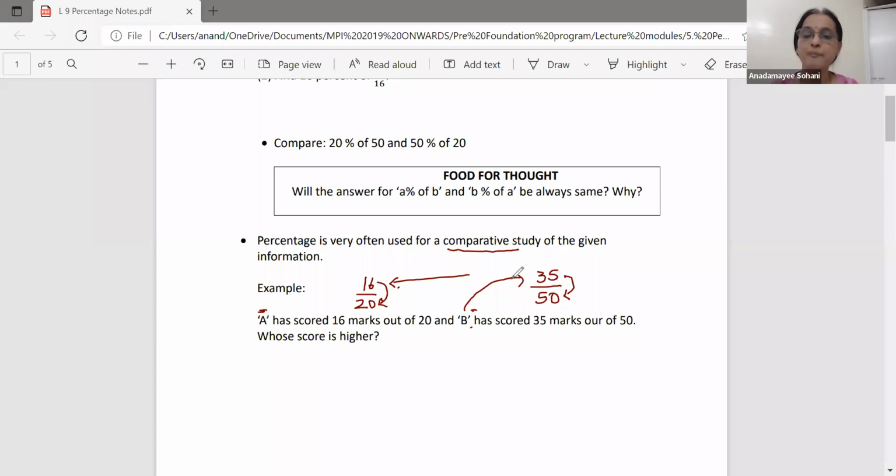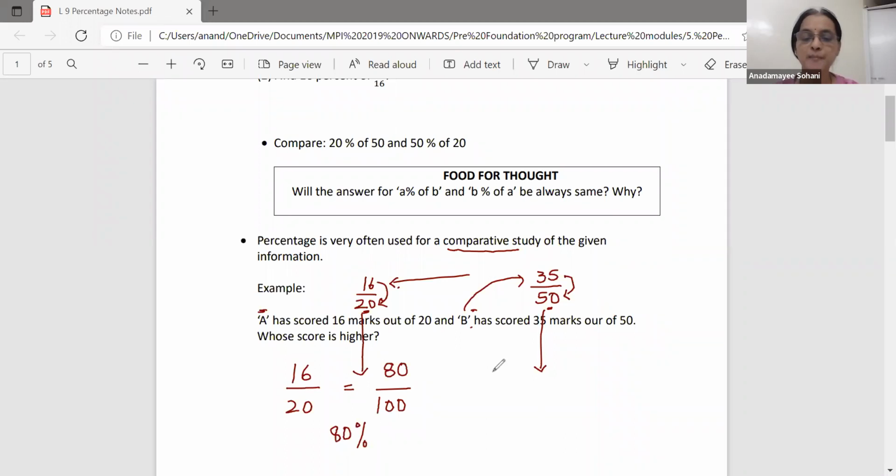So how do we know actually who has scored greater marks? Apparently 35 is more than 16, but this is not the same, no? How do we find? We will find the percent value of each of it. It is like converting it into equivalent fractions and comparing. So if A is scoring 16 marks out of 20, that means he is scoring how many marks out of 100? I can very easily convert: 20 5s are 100, so 16 5s are 80. So suppose A's paper was out of 100, he would have scored 80 marks. That means his score was 80%.